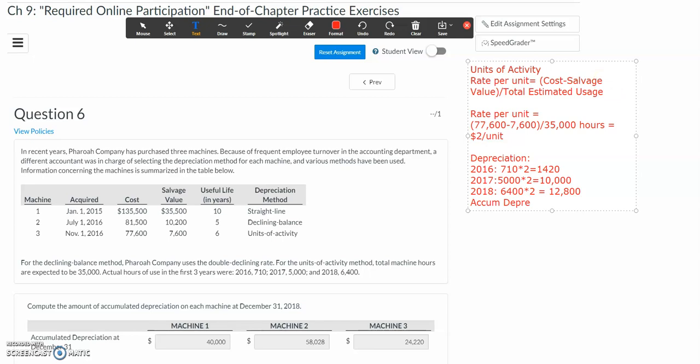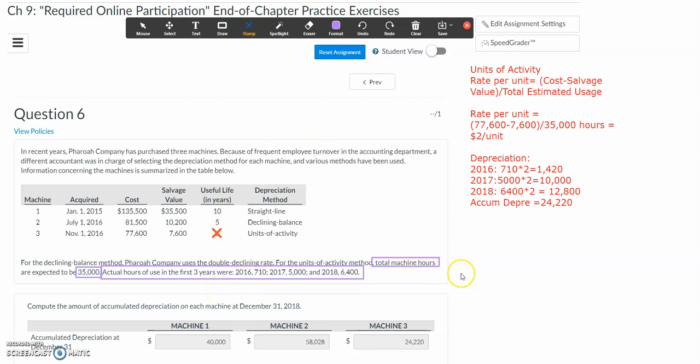So you're going to spend a few moments just doing the math, and your answer is going to be 24,220. So what you'll want to remember is you need to read through the question carefully, because this question gave you the total machine hours, and it told you the actual hours within the problem. And for this particular method, you didn't need to know the useful life.